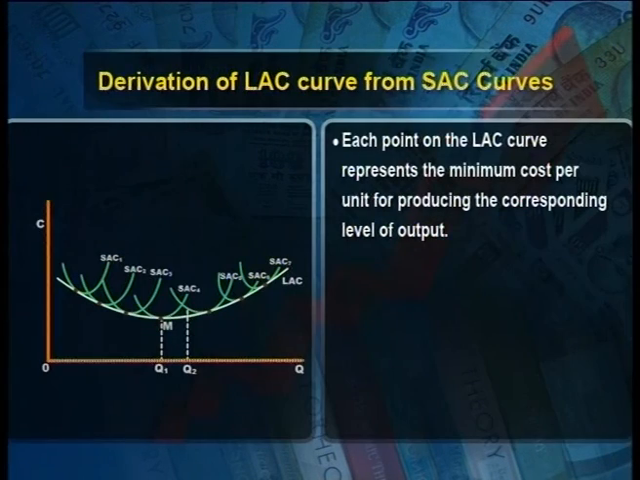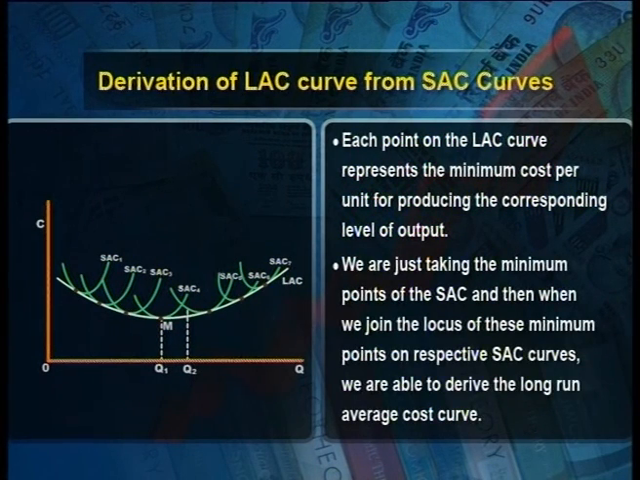Each point on the long run average cost curve represents the minimum cost per unit for producing the corresponding level of output. In a nutshell, how are we deriving this long run average cost curve? We are just taking the minimum points of the SAC, and when you join the locus of these minimum points on the respective SAC curves, we are able to derive the long run average cost curve.